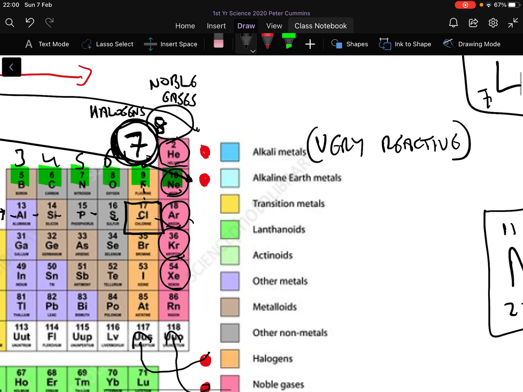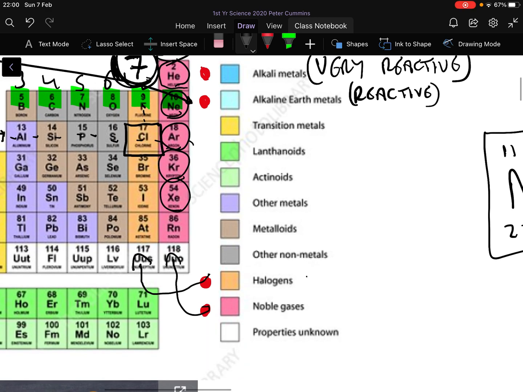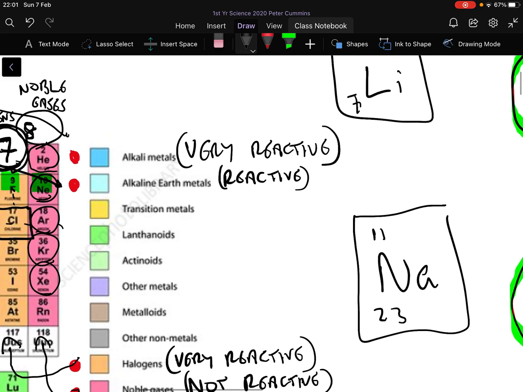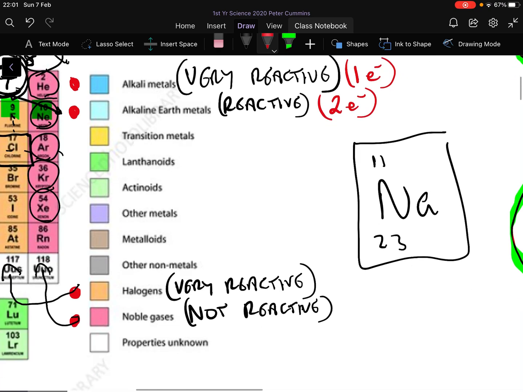They do not react. So alkali metals are very reactive. Alkaline earth metals are just kind of reactive. Halogens are very reactive. And noble gases are not reactive. I'll just put in beside them why. Very reactive because 1 electron. These have 2 electrons. These have 7 electrons. And these have 8 electrons.